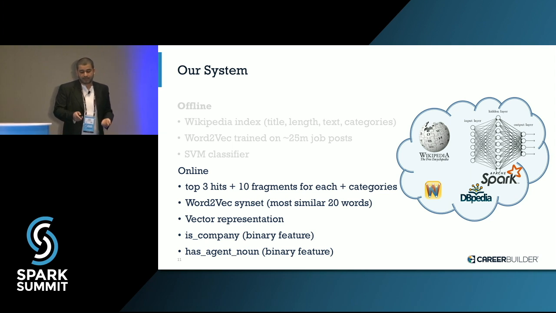And then we also have two binary features, one of them is company, and another is agent noun, using WordNet. Those are actually lookups, so they are pretty fast.